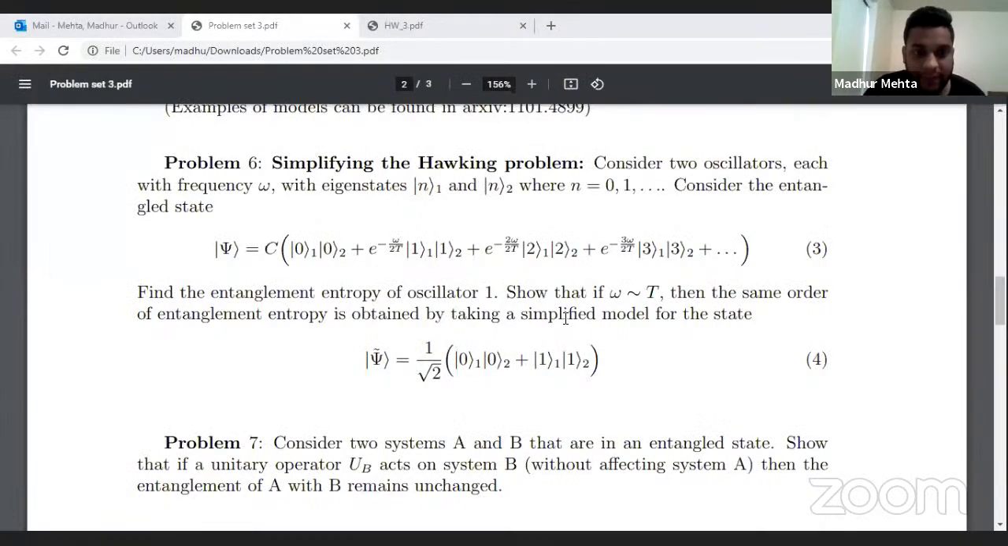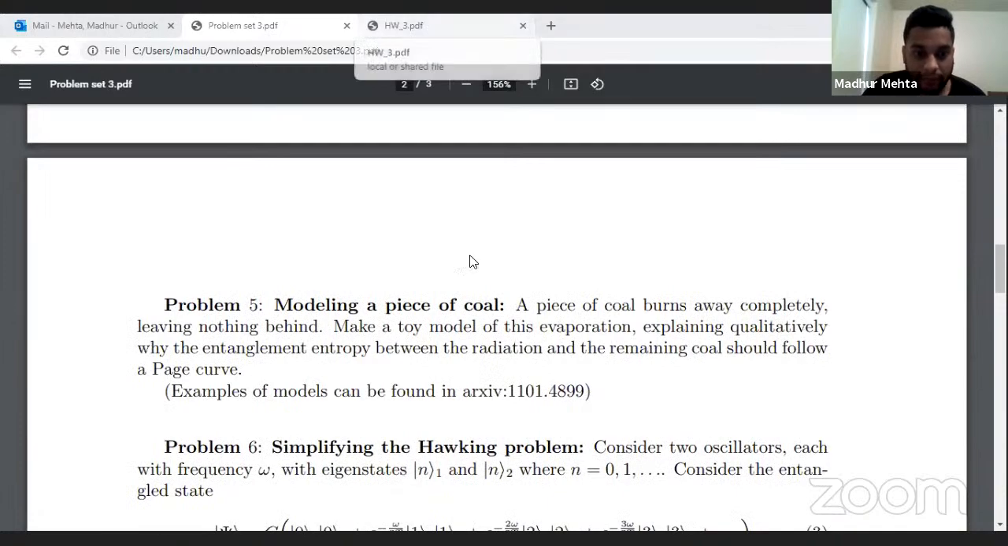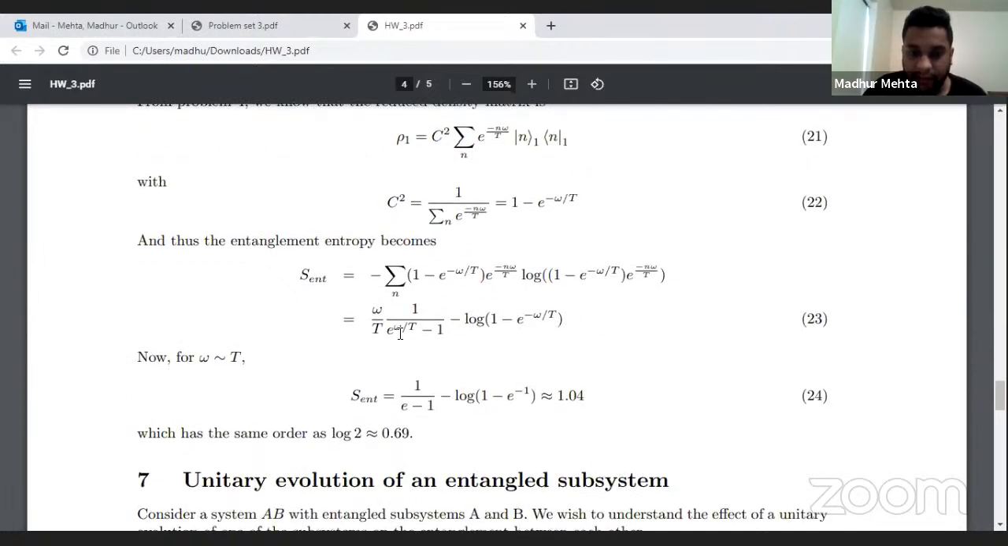I'll go ahead with problem 6. This is essentially problem 4, but here we have replaced En by n omega. We are moving ahead with our calculation, and we are finding the entanglement entropy of oscillator 1. As before, we had found the reduced density matrix, and we have changed En to n omega, with c squared as this, where the summation gives 1 minus e to the power minus omega t, and the entanglement entropy comes out to be this, in terms of omega by t.